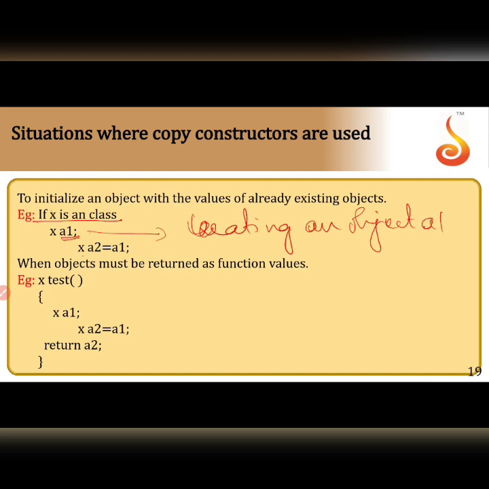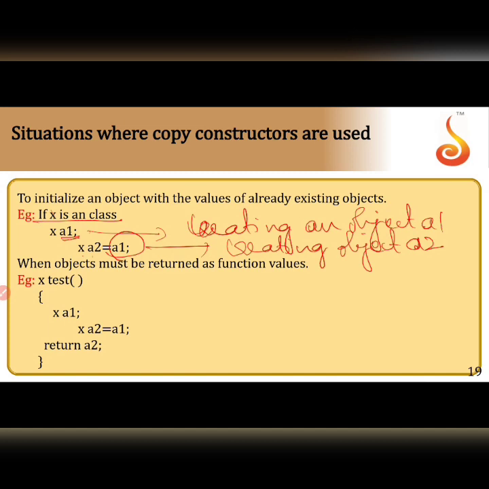So what am I doing here? Creating an object A2 and initializing it to A1. So I am making A2 a copy of A1. I am creating an object A2 and then initializing it to A1. A1 is already created, so it is an existing object. So this is called initialization.